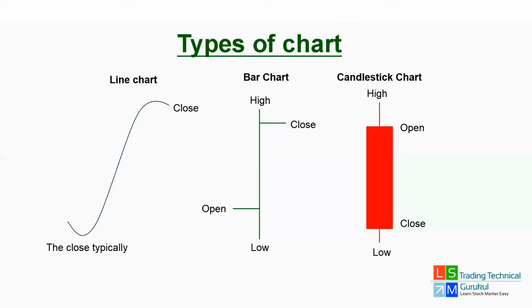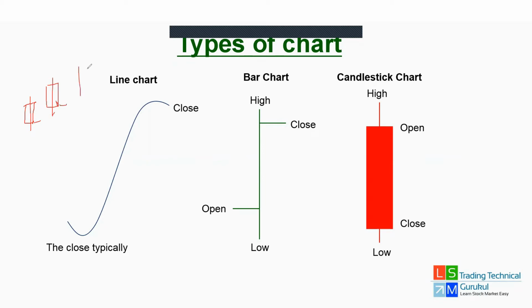So basically I am going to the line chart. A line is nothing else but a chart created by the closing of every candle. Suppose this is the closing of day one, this is day two's closing, maybe this closing, and day three's closing is this. If you join the closing of every candle by a line, then you will get a line chart.